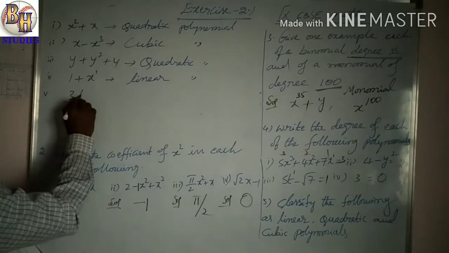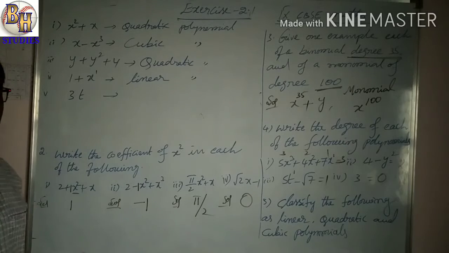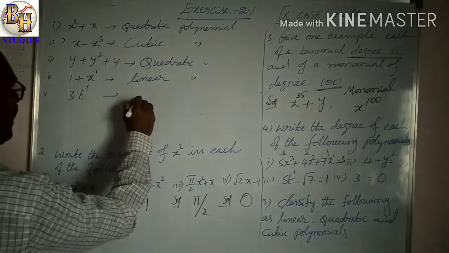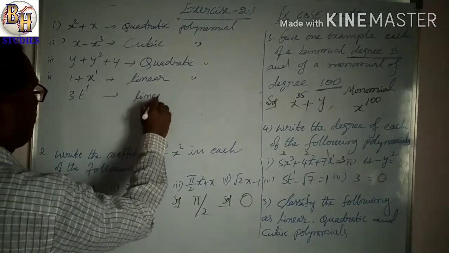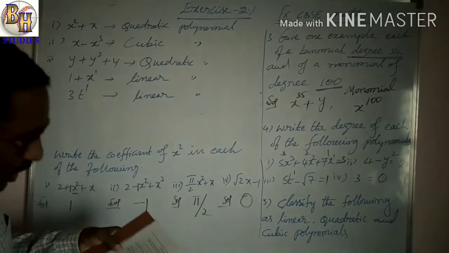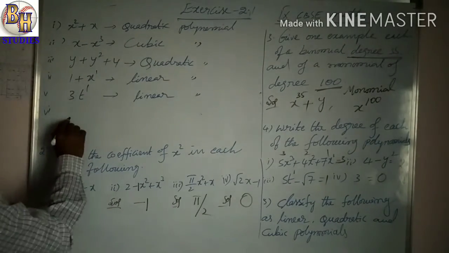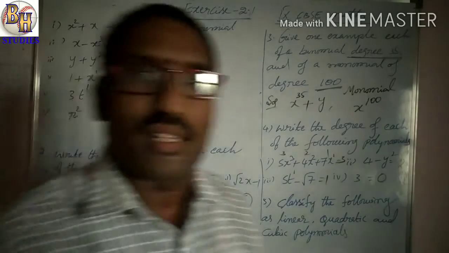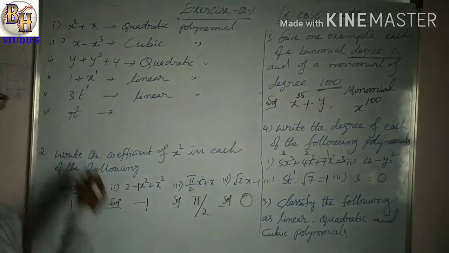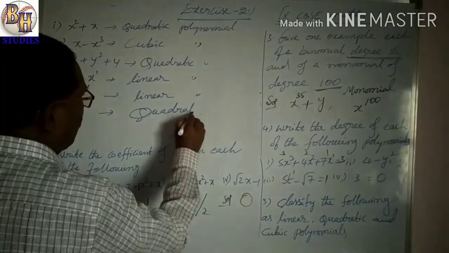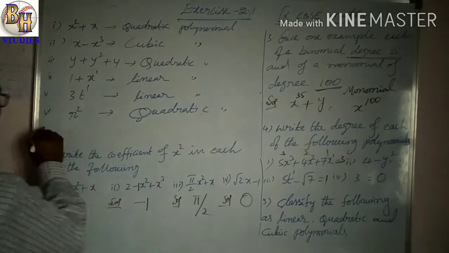3t. What is the degree of 3t? t power nothing is written, that means 1. 1 means that is a linear polynomial. Same, linear first degree polynomial. Sixth one. r square. What is the degree of r square? The degree is 2. So which polynomial is it? Quadratic polynomial. That's all.